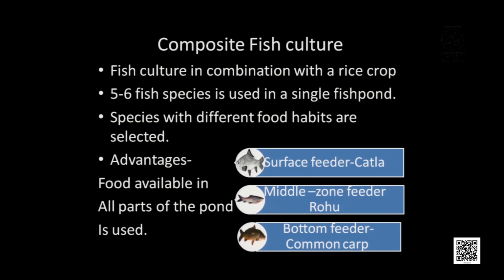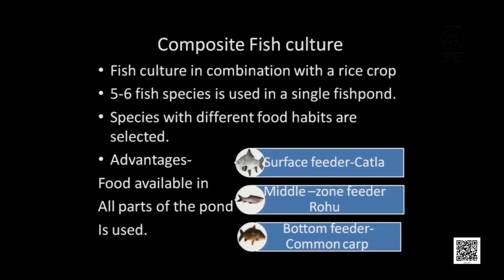That means fish production within a paddy field, and in this case 5 to 6 fish species are used in a single fish pond, and species with different food habits are selected. Then what are the advantages? Advantages are that food available in all parts of the pond is used.